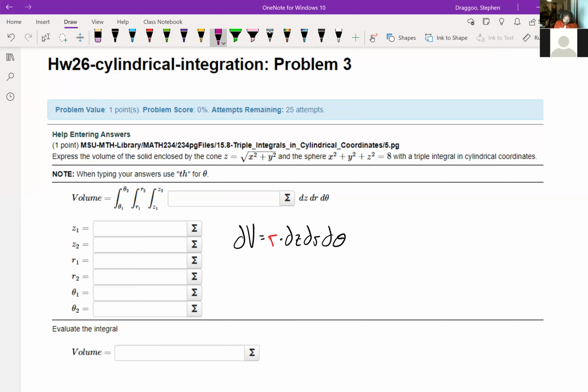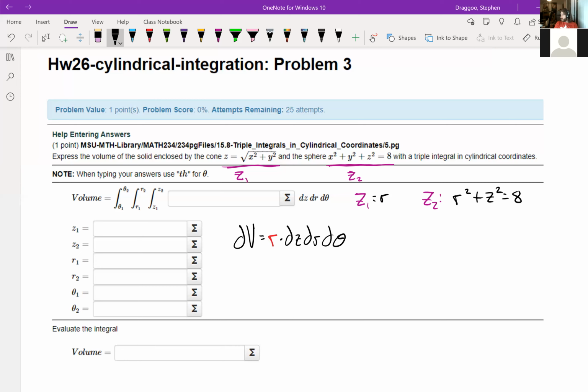If we look at this first equation, we'll call it z1, because it's going to be our cone, which is on the bottom. We get z1 equals r. Then we have this thing called z2, and z2 should look like the equation r squared plus z squared equals 8. Cool, so we've changed our two equations into cylindrical coordinates.